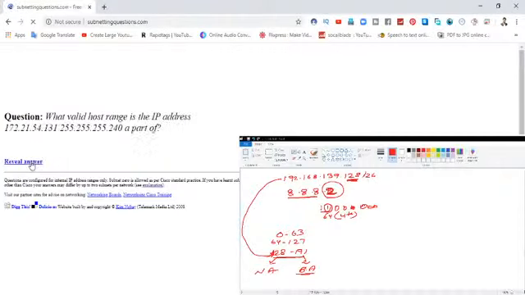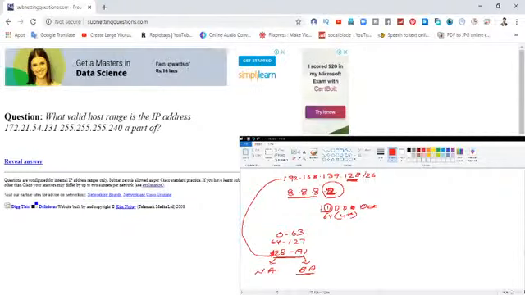Those who know the answer, please leave me a comment. I just want to check whoever can resolve these questions without using pen and paper and much faster than me. Okay, all right. So now the second question is, what valid host range is the IP address?